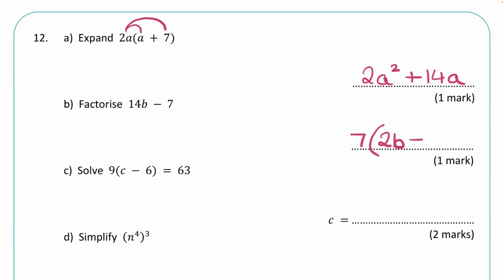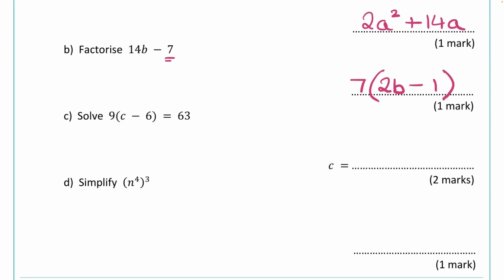We keep the symbol the same, and then just think, what do we times 7 by to make 7? Well, that's just 1. So there we go, we'll finish that off, and there it is, it's factorised, and it's back into brackets.